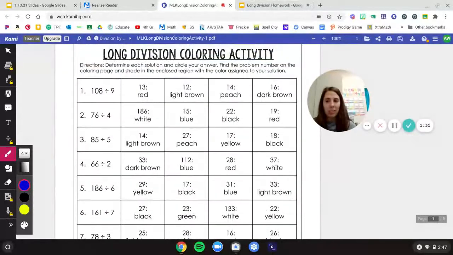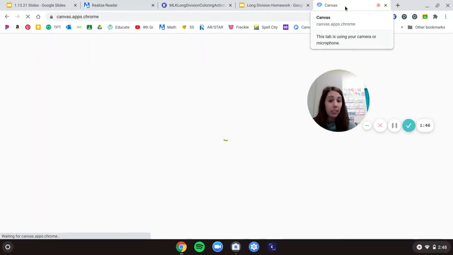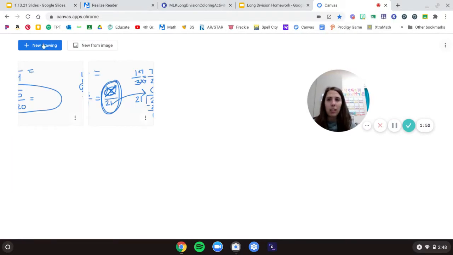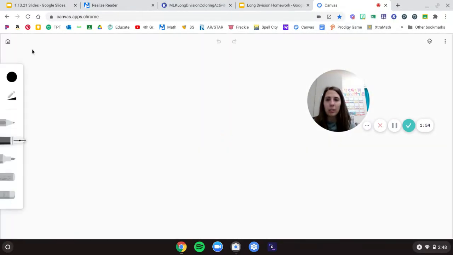The first thing we're going to need to do is solve all of these. So what you're going to want to do is get some sort of whiteboard or notebook paper. You can even probably use the back of one of those worksheets to help you. I'm going to do a whiteboard.